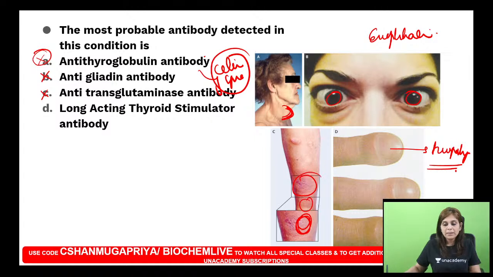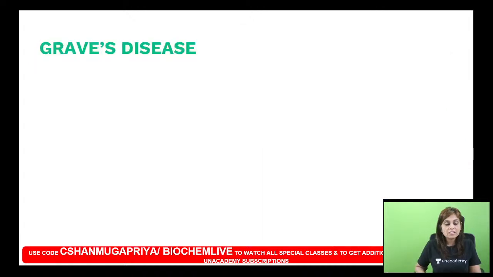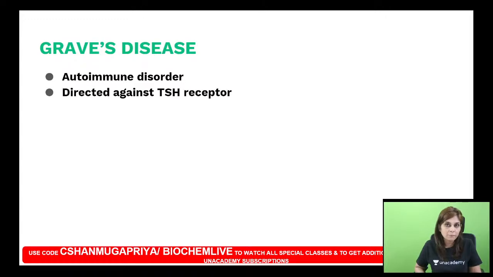Yeah, but it is not going to present with exophthalmos. So if you see exophthalmos, goiter, pretibial dermatopathy and acropathy, what should you suspect? You should suspect Graves' disease. So what is Graves' disease, all of you? Graves' disease is an autoimmune disorder wherein autoantibodies are directed against TSH receptors.